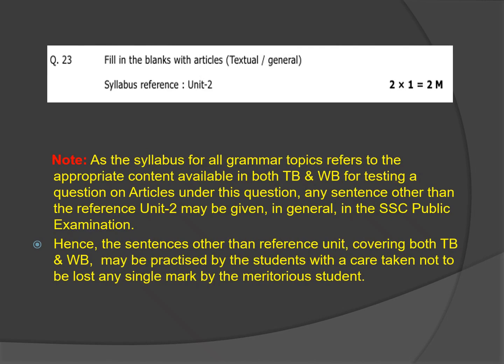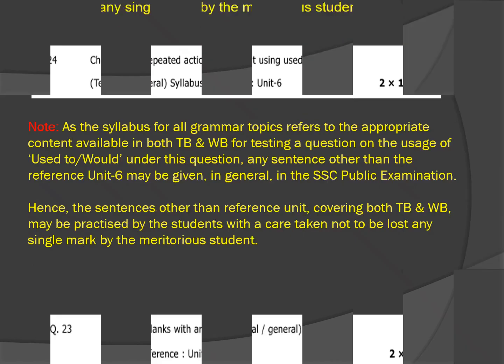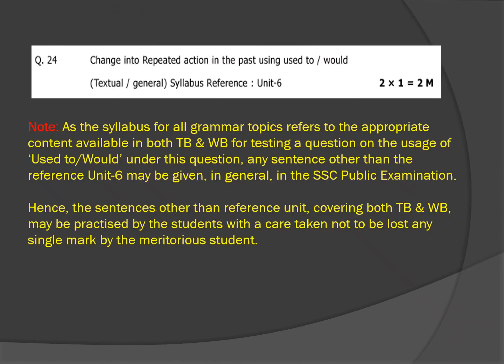Question number 23 is about filling in the blanks with articles, and the syllabus may be either textual or general, but the reference unit is 2. Question number 24 will be about changing the repeated action in the past using used to or would, and the syllabus reference is Unit 6.